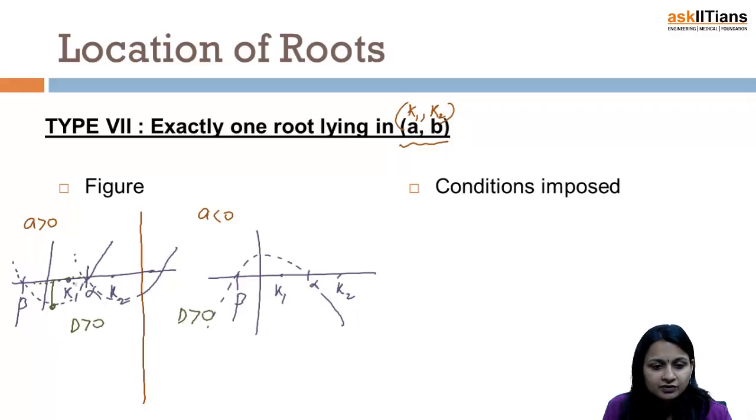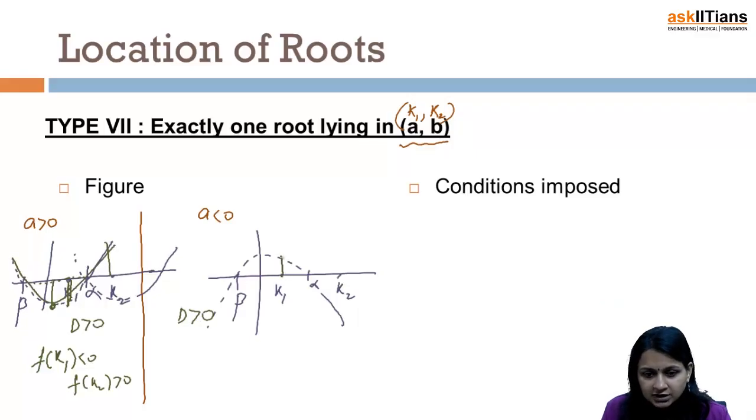Then we have f(K1). In the first case you can see that f of K1, if this is my graph, is less than 0, and f of K2 is greater than 0. Here we can see that f of K1 is positive and f of K2 is negative. So f of K1 is greater than 0 and f of K2 is less than 0.